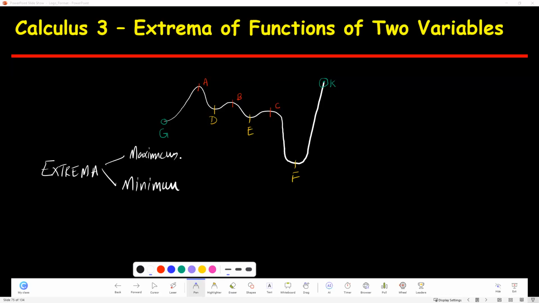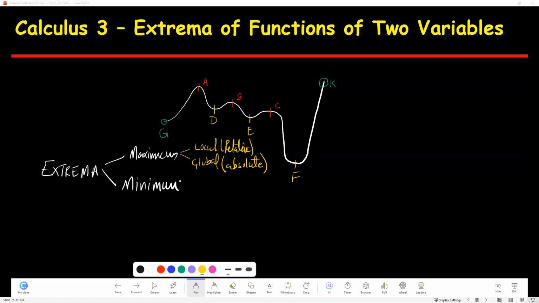Okay. Further, in this maximum, they also have two categories of maximum. One is called local, the other one called global. These locals are also called relative, and the other one called absolute. Absolute means absolute of the whole function.